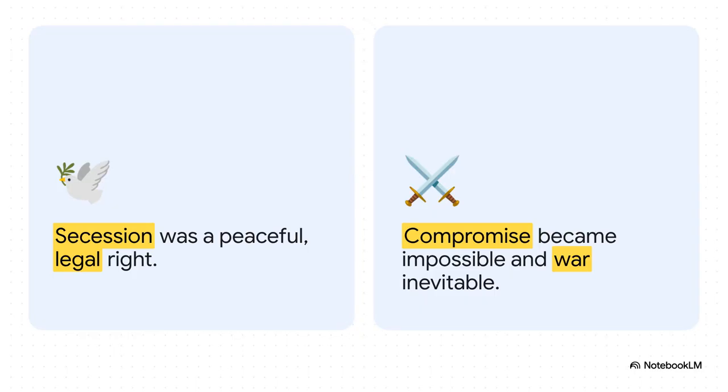Davis claimed secession was just a peaceful, legal right. But the reality of a secession explicitly built on preserving slavery fundamentally opposed Lincoln's ultimate goal of preserving the Union. Because these two visions were completely irreconcilable, finding any sort of compromise became absolutely impossible.